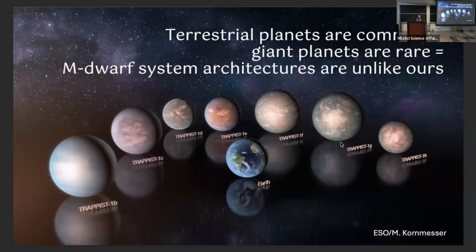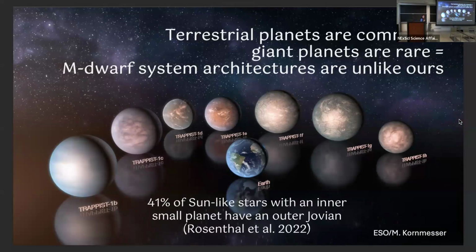So when you put these two facts together, that terrestrial planets are common and giant planets are rare, that means that M dwarfs do not have planetary system architectures like our own solar system. Instead, you probably have systems that are more similar to the TRAPPIST system, where you have a lot of small rocky planets and no giants, no bigger things there. This is in contrast to what's happening for sun-like stars, where demographics work has shown that it's decently common to find inner small planets in systems with outer Jovians. So these M-dwarf planet systems are distinct from both our own solar system and other sun-like systems out there.